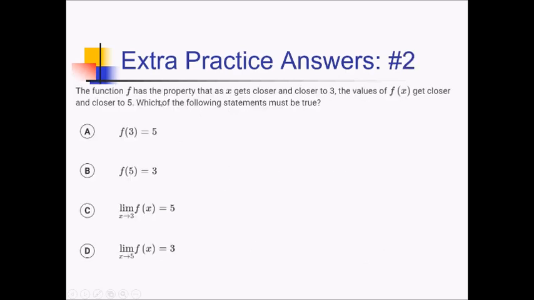For this one, we have a function f that has the property as x gets closer and closer to 3, values of f of x get closer and closer to 5. Which statement is true? So basically, they're talking about a limit here. As x approaches 3, so the limit as x approaches 3 of f of x, that's the function in question, that limit is going to be 5. As x approaches 3, f of x gets closer and closer, approaches 5. And that's going to give us answer choice C. All the other answer choices were either backwards, or with these f of 3 equals 5 kind of deals, they're talking about function values, which aren't always the same as limits.